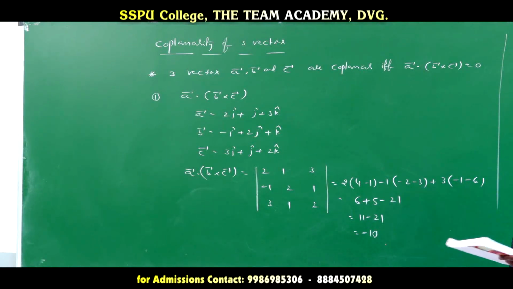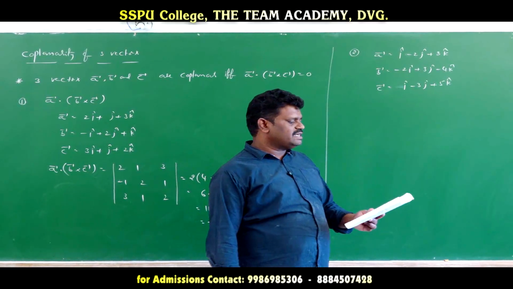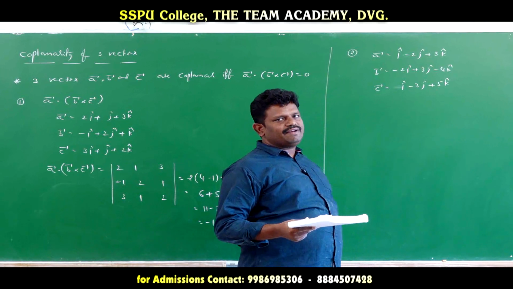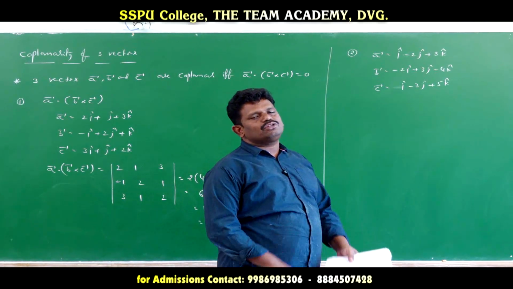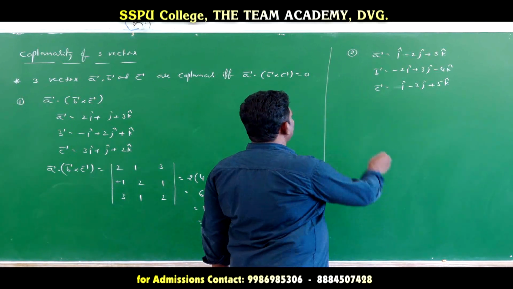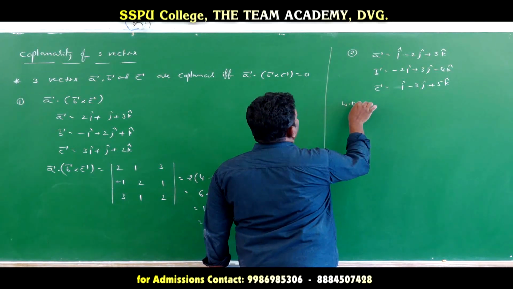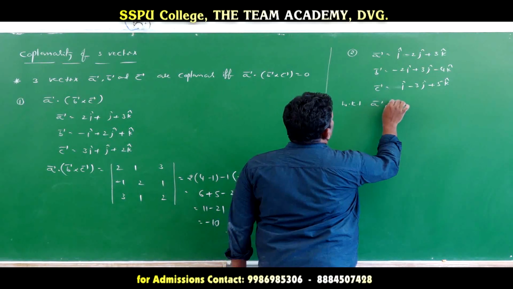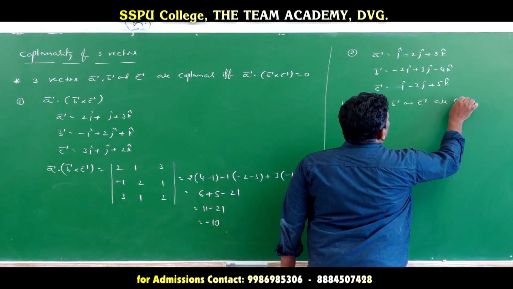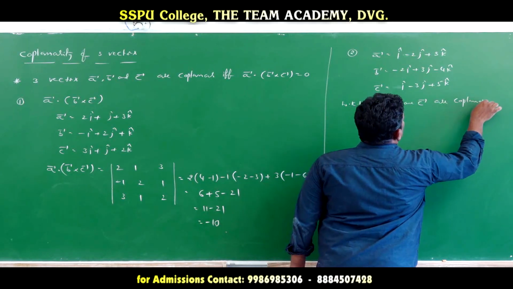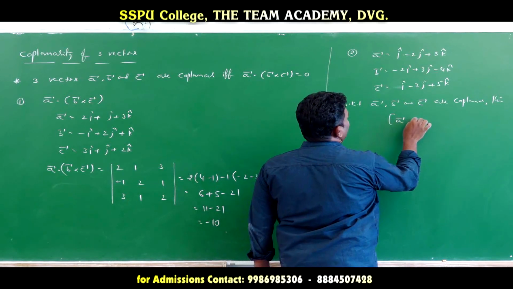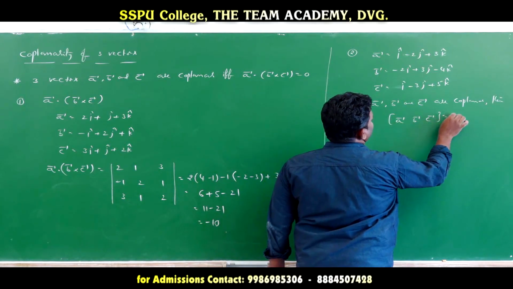Next, let's see my next example: show that the given three vectors are coplanar. We already know that three vectors are coplanar when the box of A bar, B bar, C bar value is equal to 0. So we know that A bar, B bar and C bar are coplanar, then the box of A bar, B bar, C bar is equal to 0.